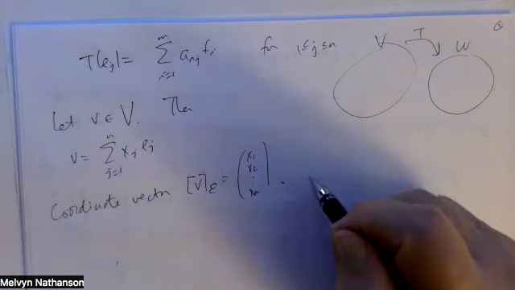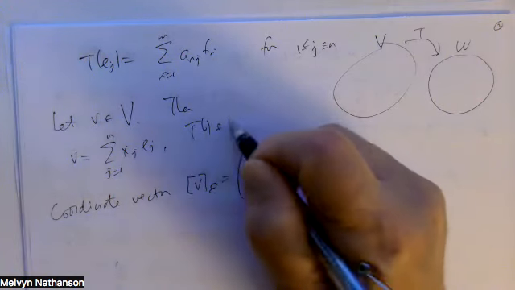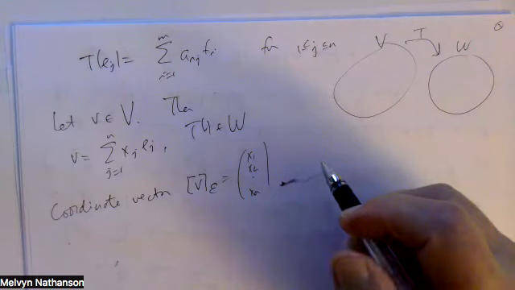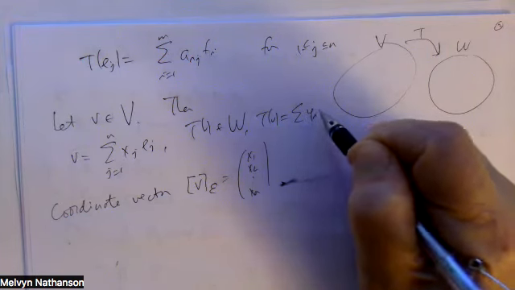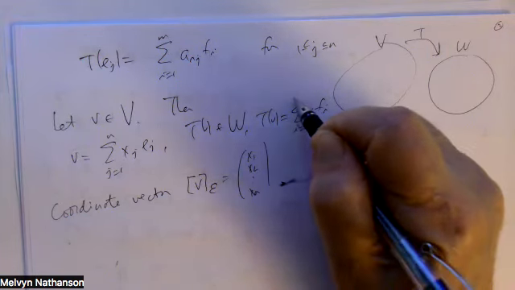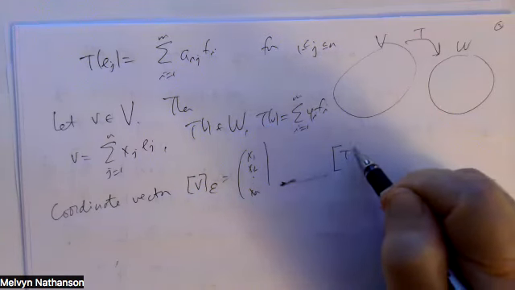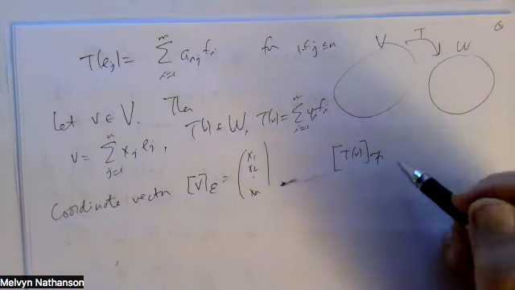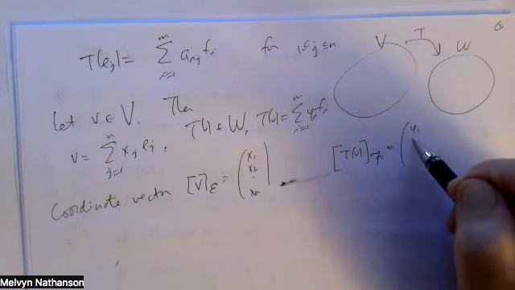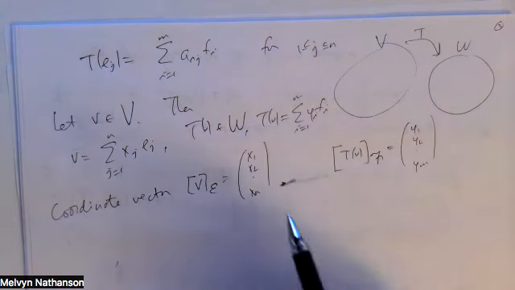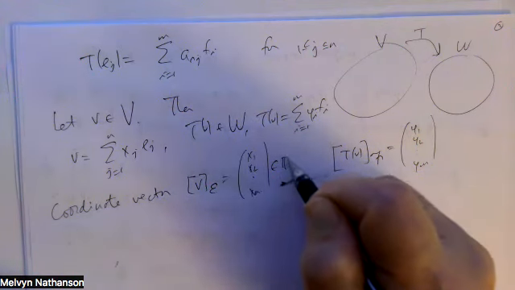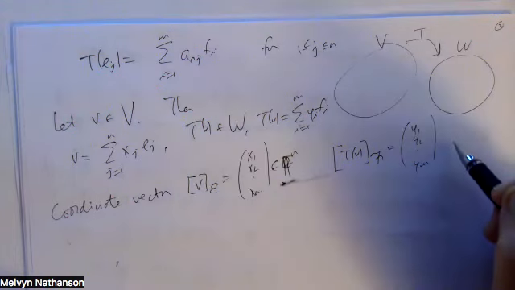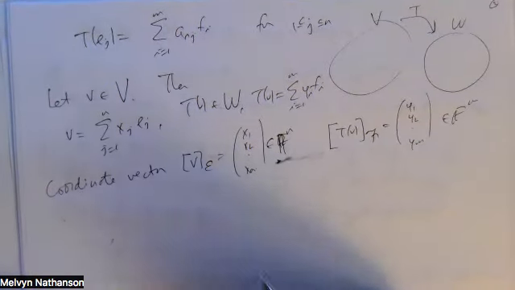And suppose we have T of v, which is a vector in W. So T of v is some summation y sub i f sub i, i goes from 1 up to m. And the coordinate vector for T of v with respect to this basis F for W is the vector y1, y2 down to y sub m. So I'm going to show you the relationship between these two coordinate vectors. This is in F^n. This is in F^m. What is the relation? Well, it goes as follows.